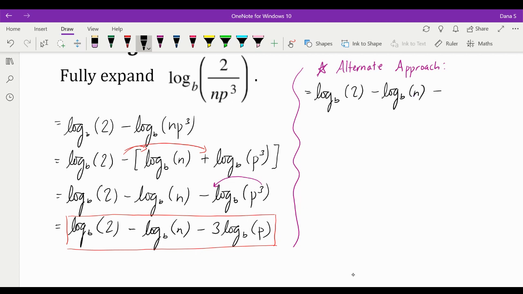And then I have p cubed in the denominator, so that would produce the subtraction of log base b of p cubed. I could then apply that power law of logarithms to move that 3 out in front as the coefficient. So in this approach, it takes far fewer steps than we saw in the first approach that I showed you, but I want you to understand why this works.